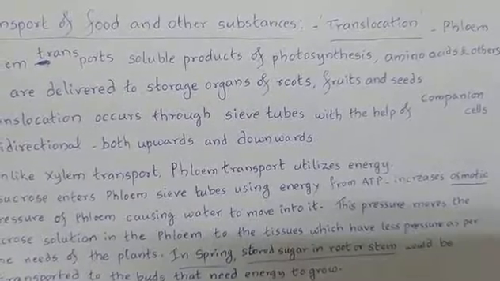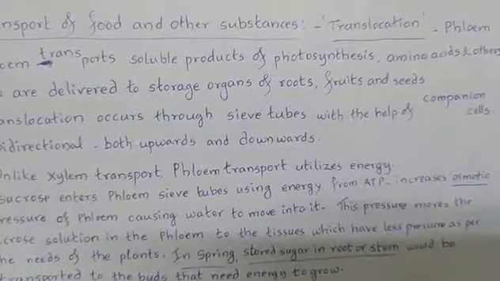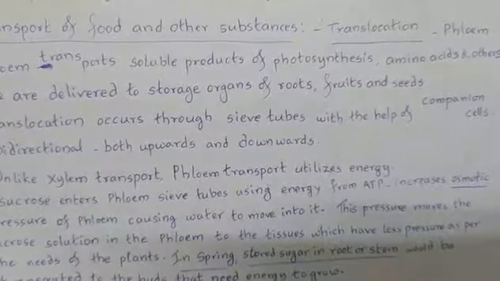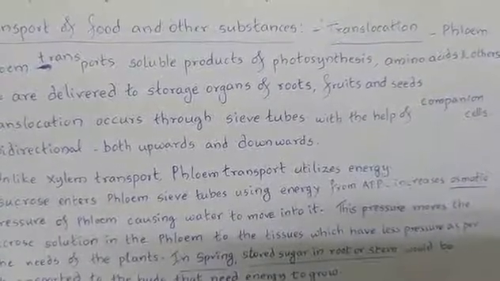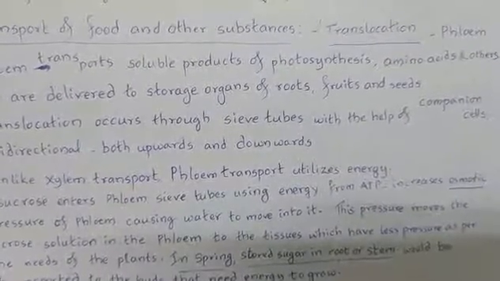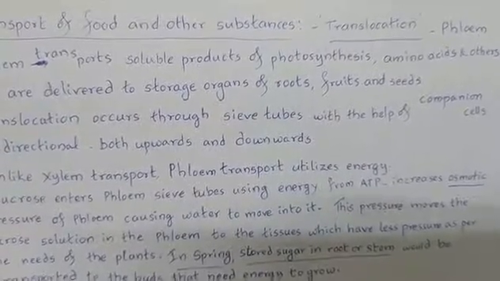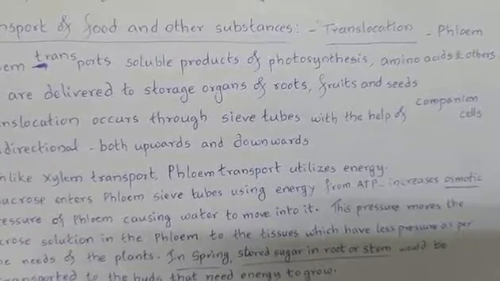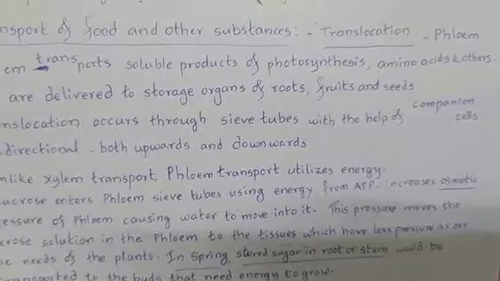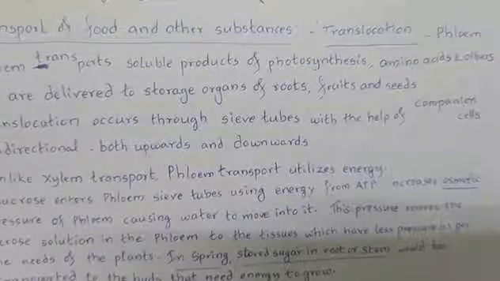If any substance crosses a particular area by using energy, such transport is known as active transport. So sucrose enters from leaf cells into phloem sieve tubes using energy from ATP. This is active transport, and the entry of sucrose into phloem sieve tubes increases the osmotic pressure of phloem, and the increase in the osmotic pressure of phloem causes water to move into it from the adjacent xylem vessels.